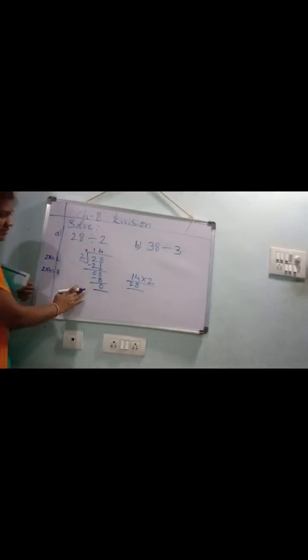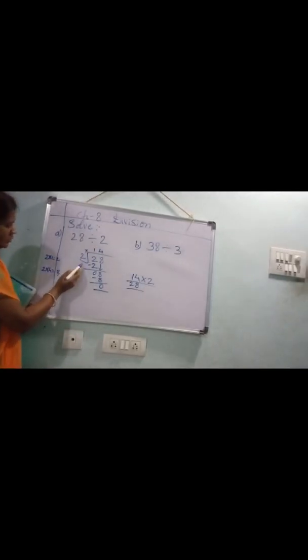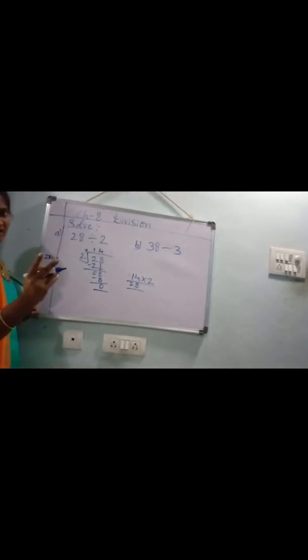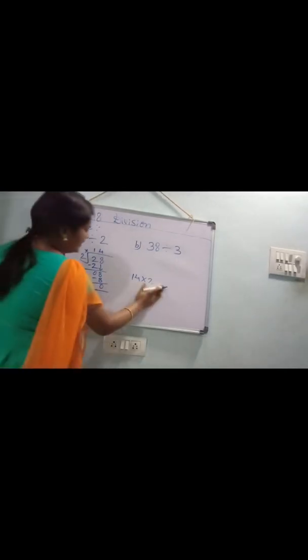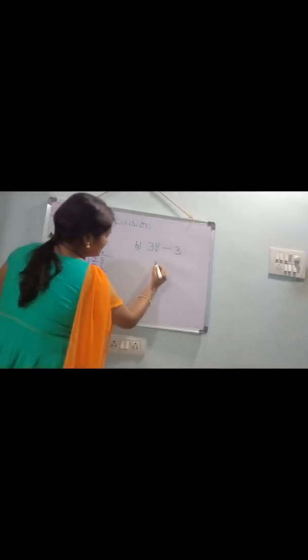Did you understand, children? First, what you have to do, you should check whether this number will divide or not. If it will divide, you can write. Otherwise, you should take 2 numbers. Understood? See. Next.